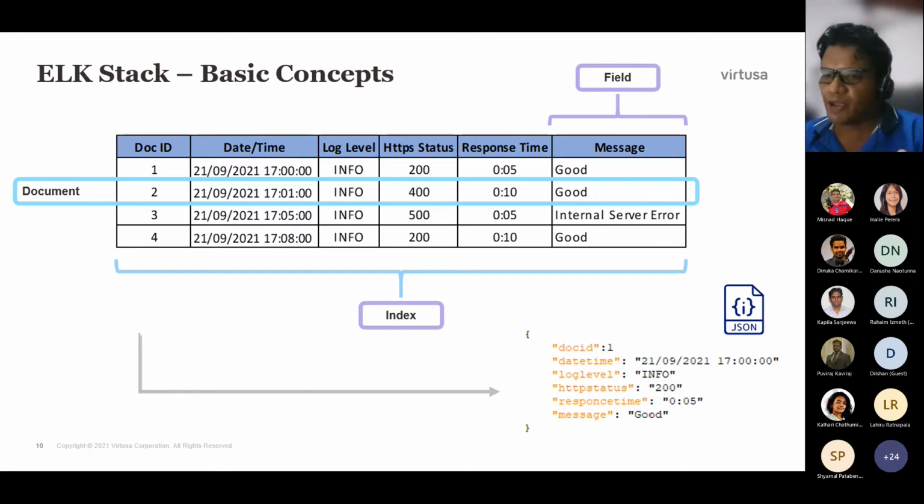So the index is a table which contains related data. If I store Apache logs in one index, it contains the Apache logs. If you get the WebLogic logs, it stores only the WebLogic logs. That is one index, and the basic element in the index is the document, which is related to the row. And the field is just the column header in the table.